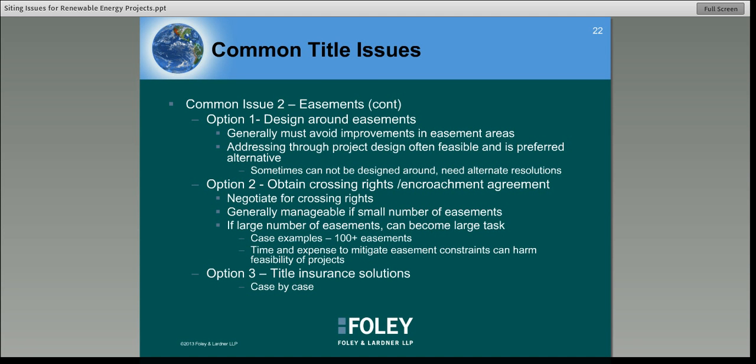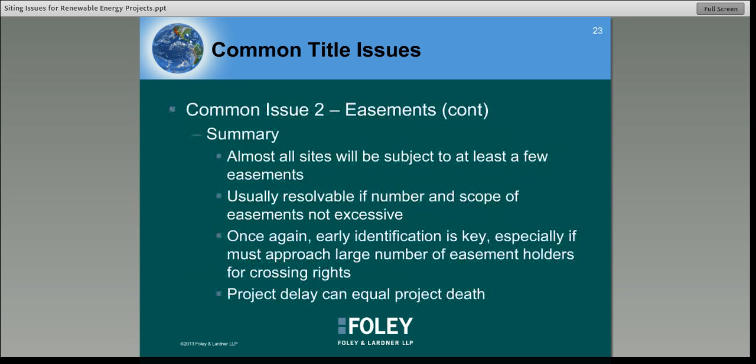And option three here again is title insurance solution. This is really going to be on a case-by-case basis. For example, if the easement's 100 years old and the company that has the easement seems to no longer exist, you may be able to have the title company issue you affirmative insurance coverage that will insure you against any damage caused by the exercise by the easement holder of the easement rights.